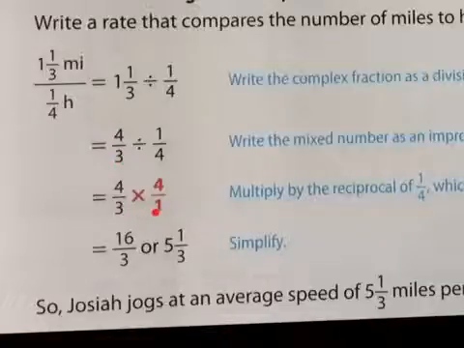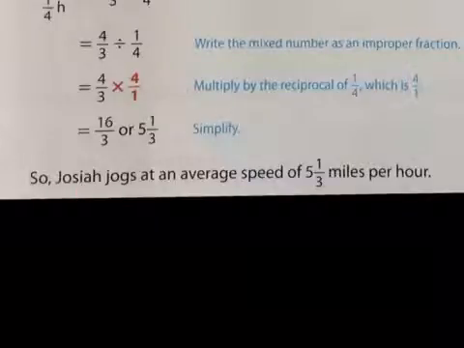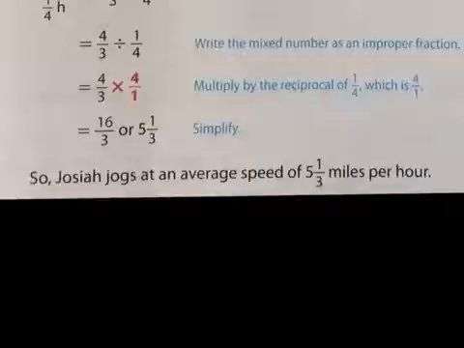Then we find the reciprocal. We go ahead and multiply across. We get 16 and 1. And then we change the improper fraction back to a mixed number. How many 3s are in 16? There's 5 of them, right? And there's 1 left over, 1 remainder over 3. And so that means Josiah jogs at an average speed of 5 1/3 miles per hour.